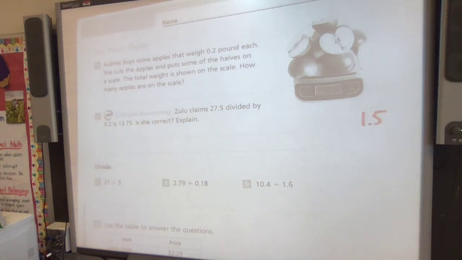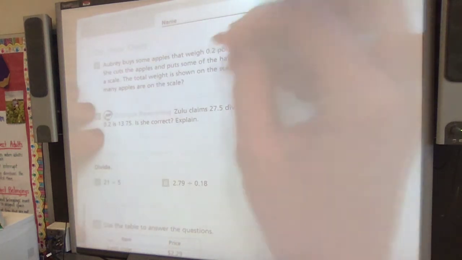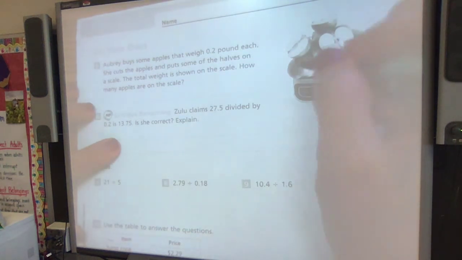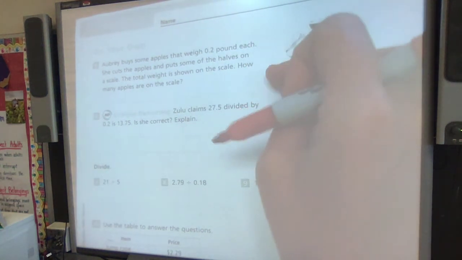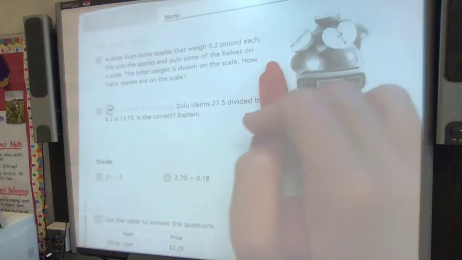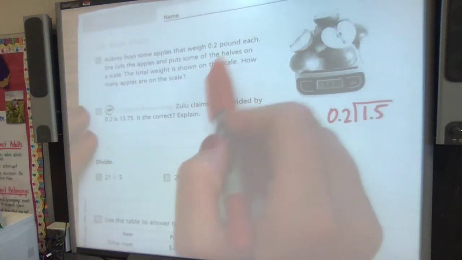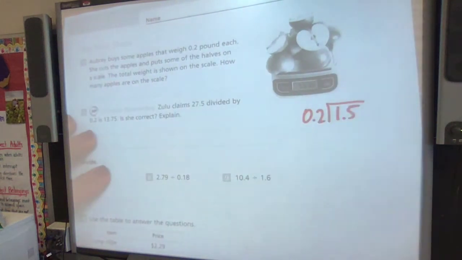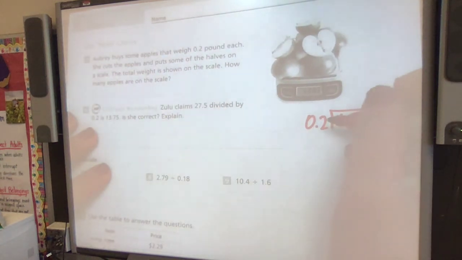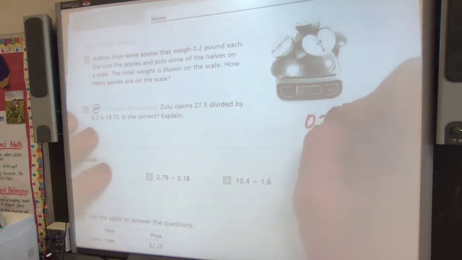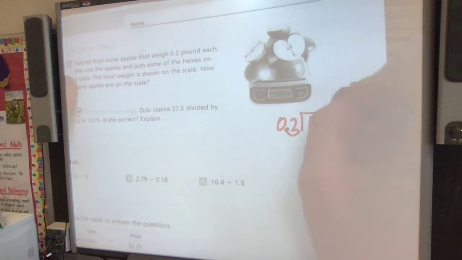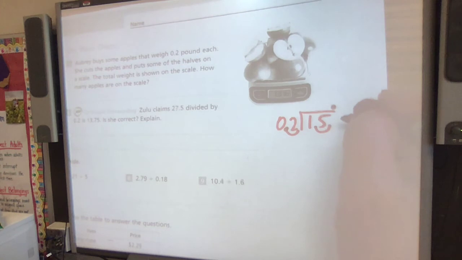Okay, so the apples weigh 2/10 pounds each. So that apple's 2/10, 2/10, 2/10. Yes, she cuts them and puts halves on the scale, but that really doesn't matter because it just says how many apples are there. It's not saying how many halves or anything like that. So let's think about what we're doing. Remember, first we look here and we need to make this a whole number. So that means my decimal needs to move once. I have to do the same thing on the inside. So now my decimal is going to be right here, like 15.